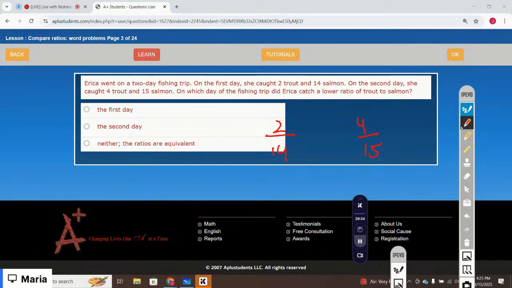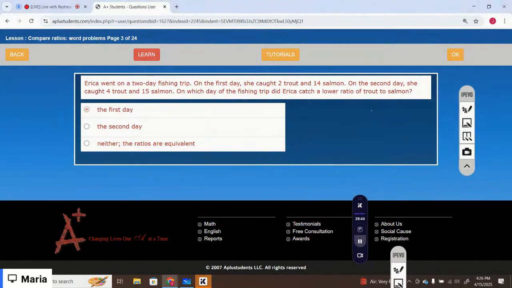So that is 2 by 14 times 100. Let's just convert the answer into percentage form. 14% it is, and 4 over 15 is 26%. So, on which day of the fishing trip did Erica catch a lower ratio? On the first day, right? Option number one is the correct option. The first day it is.